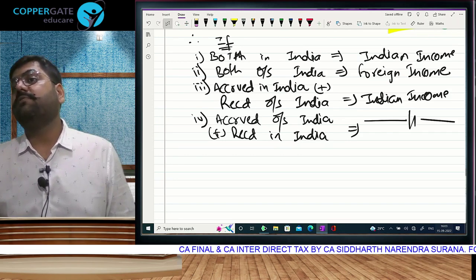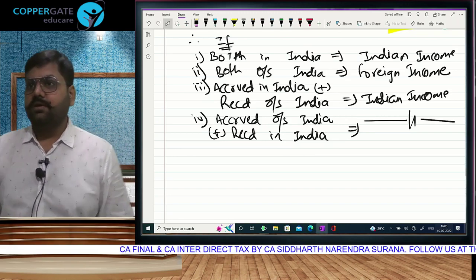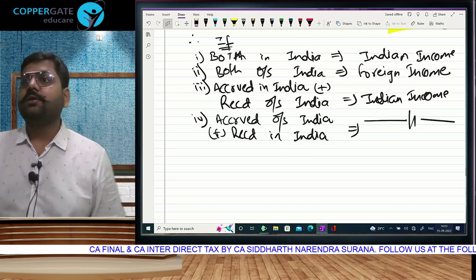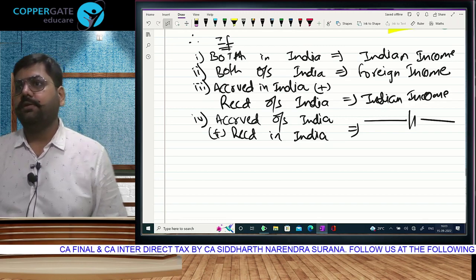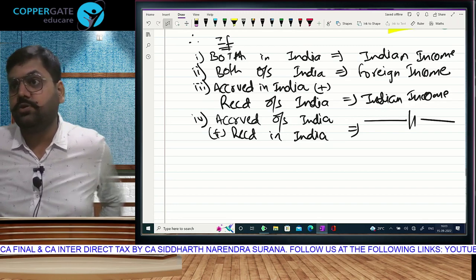If any one is fulfilled, it will become Indian income. But in this case it is none of them. That means it is foreign income. Foreign income of a non-resident is not taxable in India. And your logic was, sir, but BCCI is the payer, so tax should come, no?